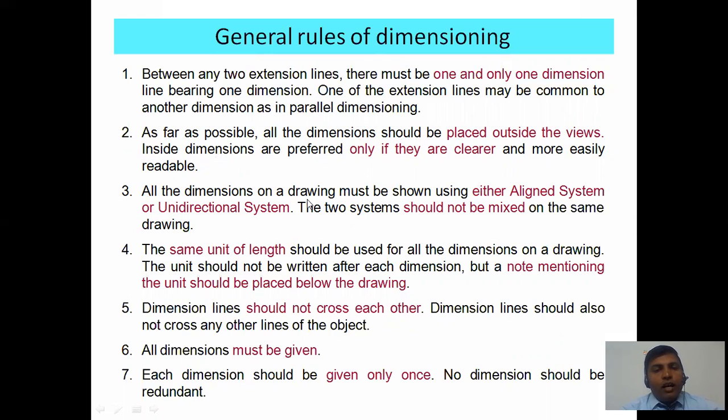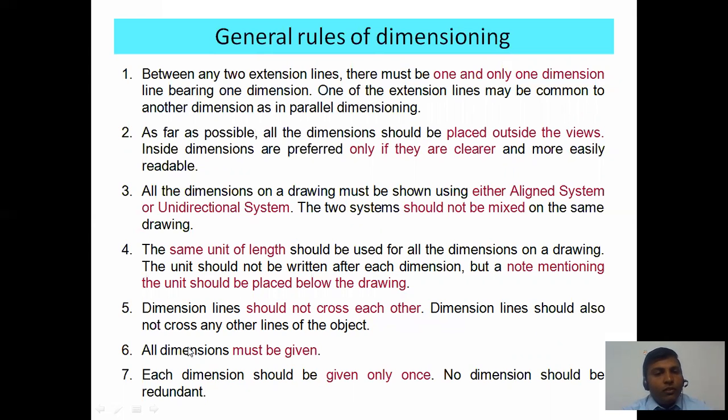All dimensions on the drawing must be shown either by the aligned system or the unidirectional system. Both systems are applicable. The same unit of length should be used for all dimensions on the drawing. So inches and feet are not used along with millimeters. You have to use all dimensions in mm. That is the metric system we are going to use. The dimension lines should not cross each other. Two dimensions should not cross each other. Separately, we have to show each entity's dimension.